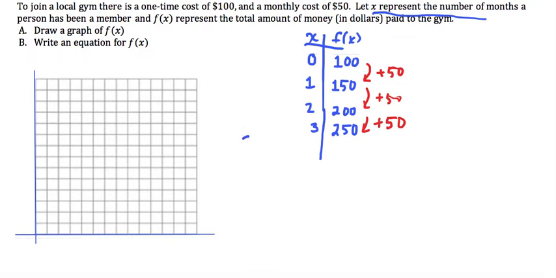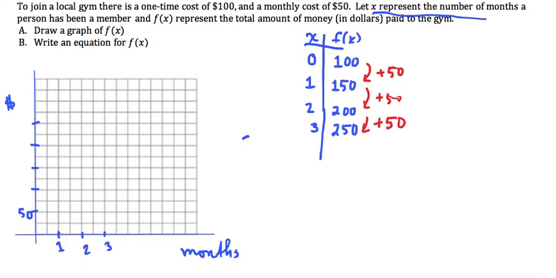Let's see. So I'm going to make my scale here. I'm going to increase just because I have some space here. This is 1 month. This is 2 months. This is 3 months. And so on. So this is months here on this axis. And then this is the dollars, the total amount of dollars that you paid. And I'm going to go by, let's say, 50. So this would be $50. This would be 100. This would be 150. This would be 200. This would be 250, and so on.